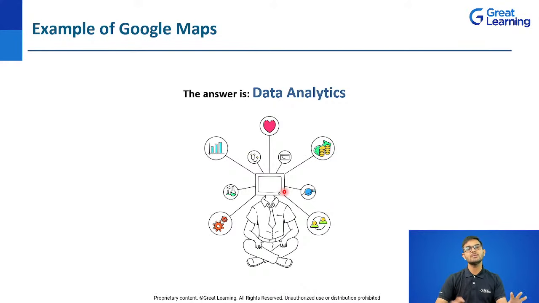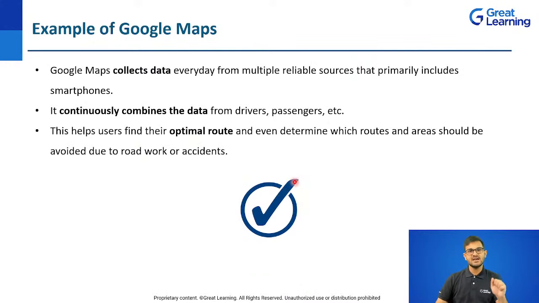So how is Google able to help us with this Google Maps service overall? The answer to that is data analytics. Let's try and understand how. Google Maps collects data every day from multiple reliable sources that primarily include smartphones, because we all do use our smartphones. Then it continuously combines the data from drivers as well as passengers, etc. And this helps users find their optimal route and even determine which routes and areas should be avoided due to road work or accidents, or for example the Bangalore floods that I told you about.